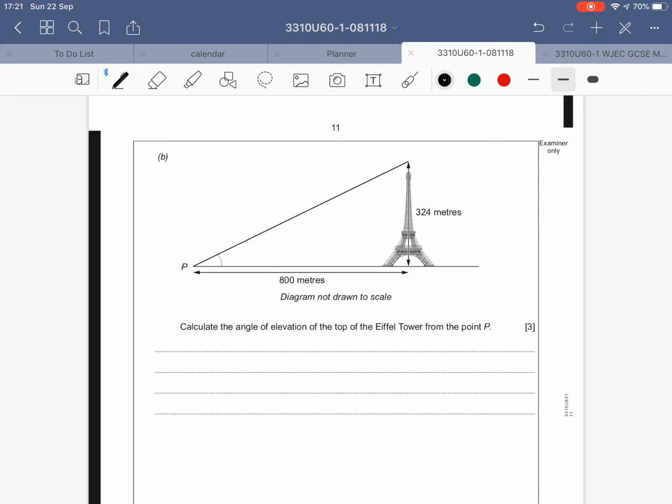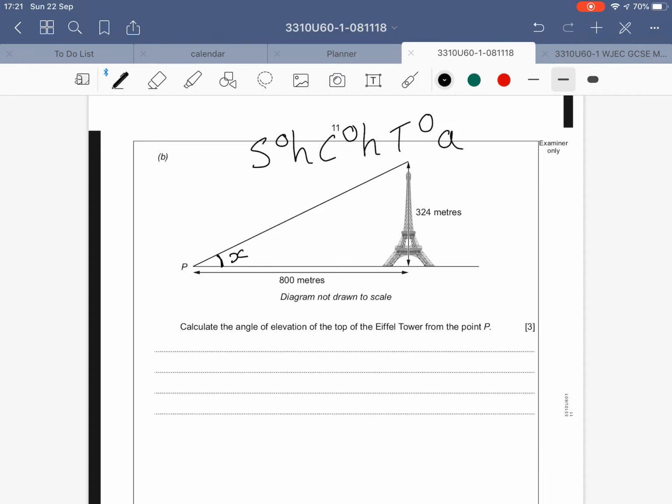Next one. So this looks like trigonometry. Calculate the angle of elevation. So you want this angle here. I'm just going to label that X. You can call it P if you want to, whatever you want. Because we're working with angles and lengths on a triangle, we've got SOHCAHTOA.